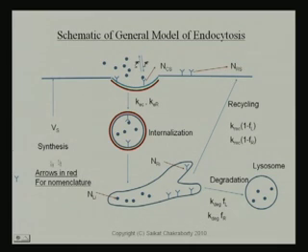The last thing that we need to add is a synthesis. Vs is the synthesis of the receptor that is happening. So at any point of time you can assume that Vs is the amount of receptor that is being synthesized.